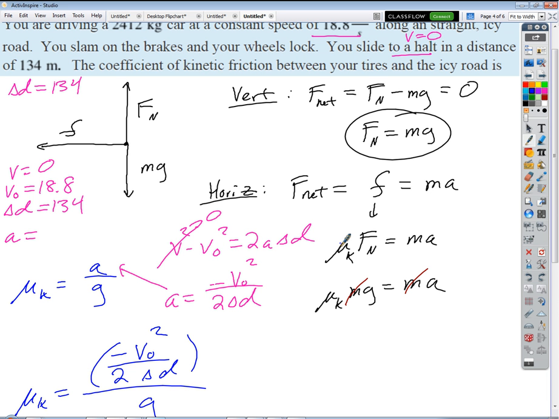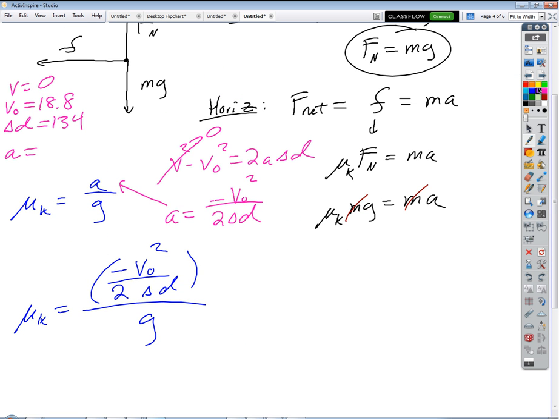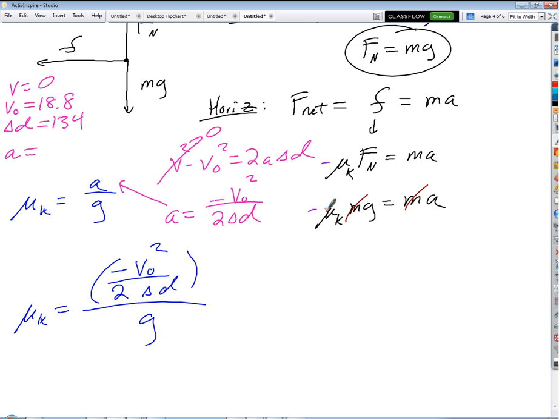But you don't even have to mess with that. Doesn't it just make sense that we just want to find out, so we could have added this if we want to. We could say that, which gives us negative outside, which makes it positive. But really, it's just the magnitude of the acceleration divided by the magnitude of gravity.